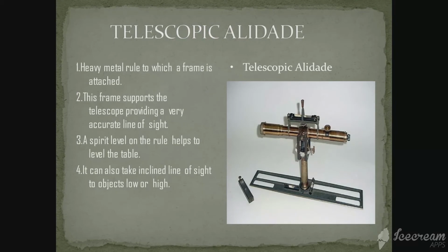The next one is the telescopic alidade. A heavy metal rule to which a frame is attached. This frame supports the telescope, providing a very accurate line of sight. A spirit level on the rule helps to level the table. It can also take inclined lines of sight to objects low or high.